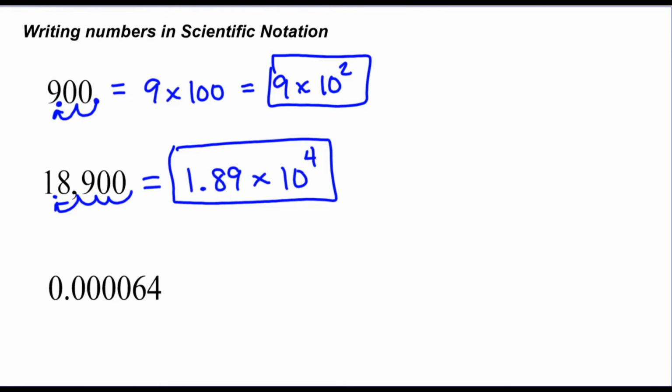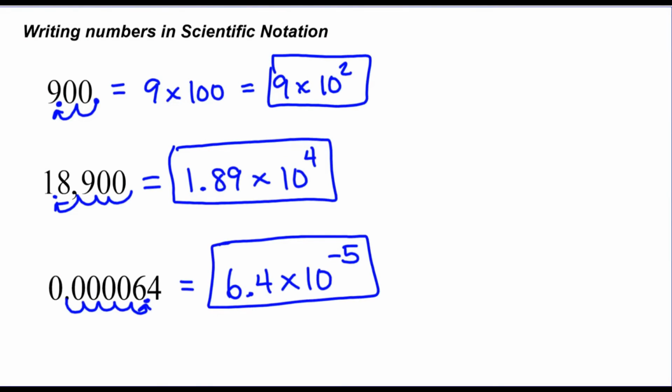And the last one, where would I have to place the decimal to make this number between 1 and 10? It would have to be right here between the 6 and the 4. And I would move the decimal 1, 2, 3, 4, 5 places. And remember, this is a very small number. So it's going to be 6.4 times 10 to the negative 5th power, since we're talking about very small numbers, numbers less than 1, but greater than 0. So pretty straightforward ways to find your exponents on your powers of 10.